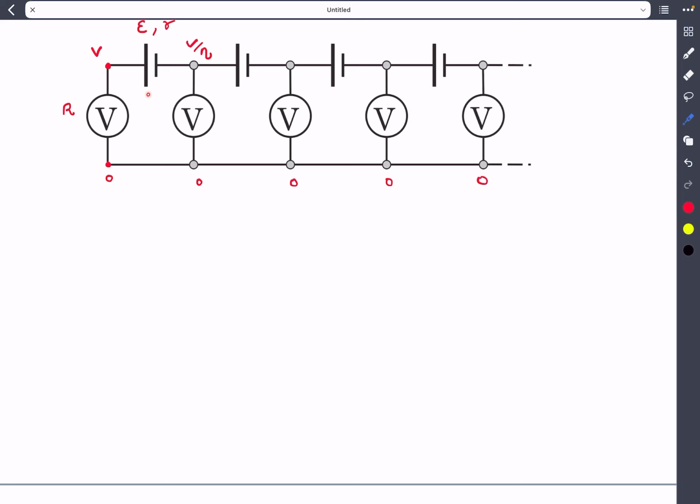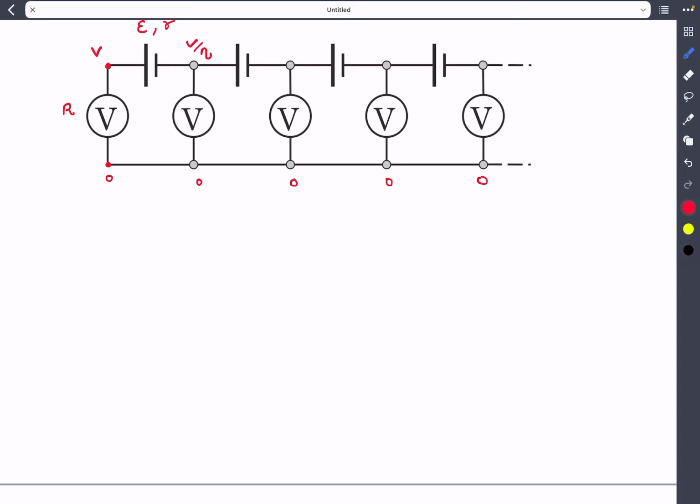Now there are two ways to go about this problem. First, you can number these batteries as battery number 1, 2, 3, and take the kth battery and write equations on that. Or you can just write KCL and KVL for the first two batteries itself. I'm just going to write the equations for the first and second battery.